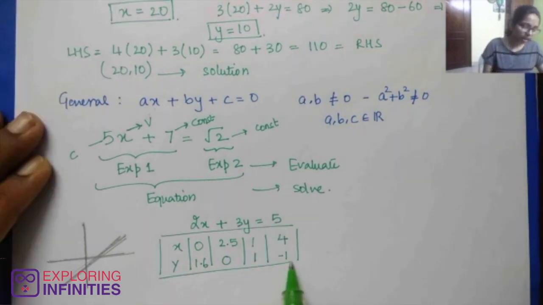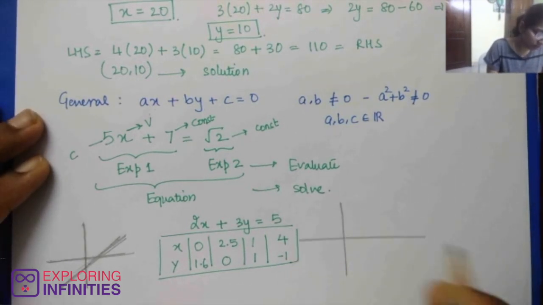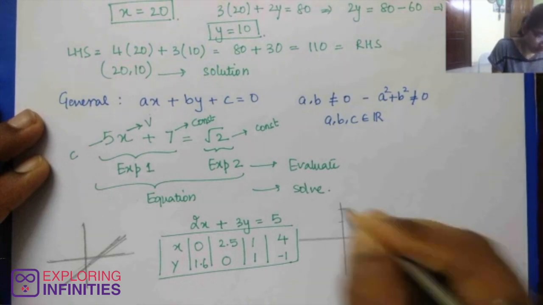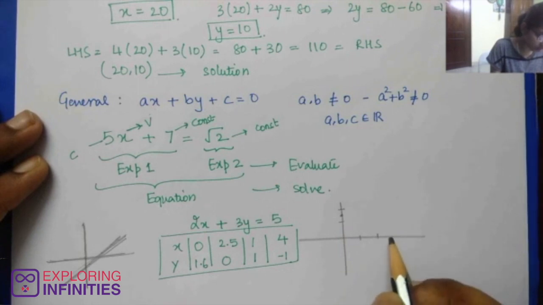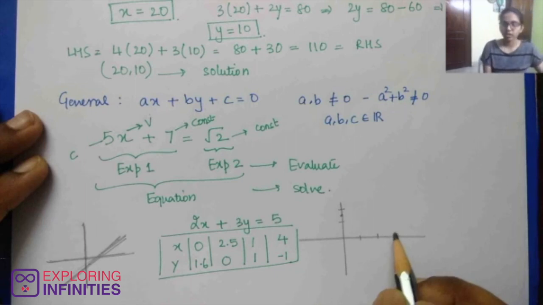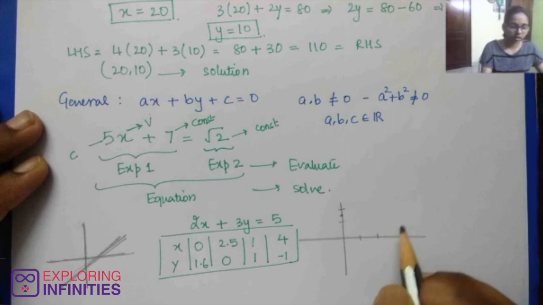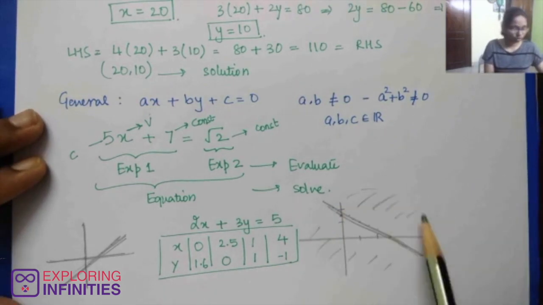So if I try plotting it, I got something like this. It's passing through 1.6 and 2.5. So my graph is somewhat like this. As you can see, whatever points lie on this particular line are a solution to my linear equation, and whatever is outside this line, that is the rest of the space you have, these are not a solution to your linear equation.